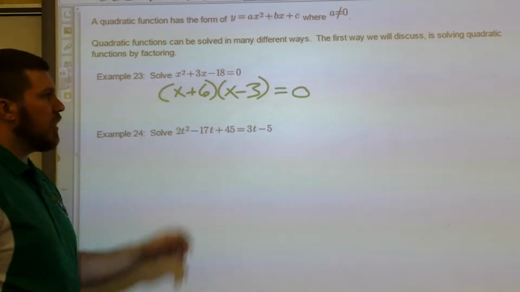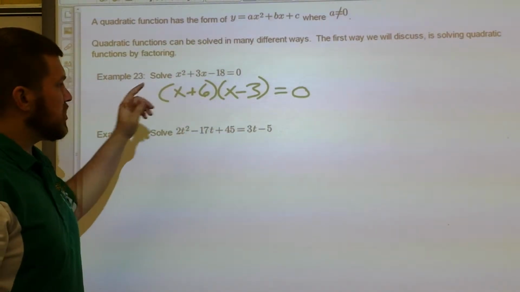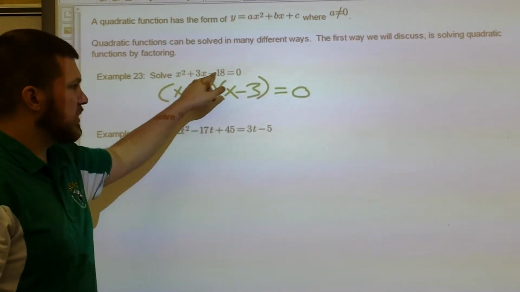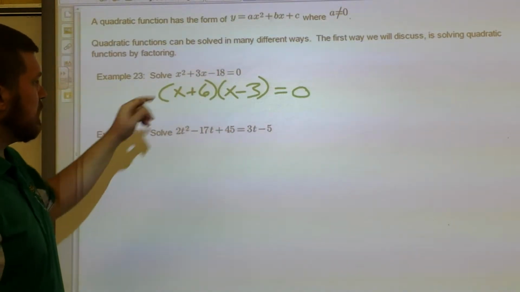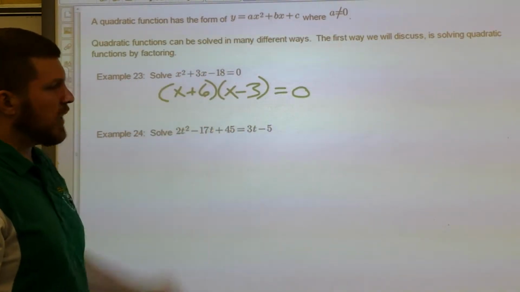Remember, when you're factoring, all you're doing is rewriting that left-hand side. We want to do our double check to make sure we have factored this correctly. First off, we need to multiply our two numbers together, see if we get negative 18. So 6 times negative 3 is negative 18. Great. Now we want to add our two numbers together to see if we get positive 3. 6 minus 3 is positive 3.